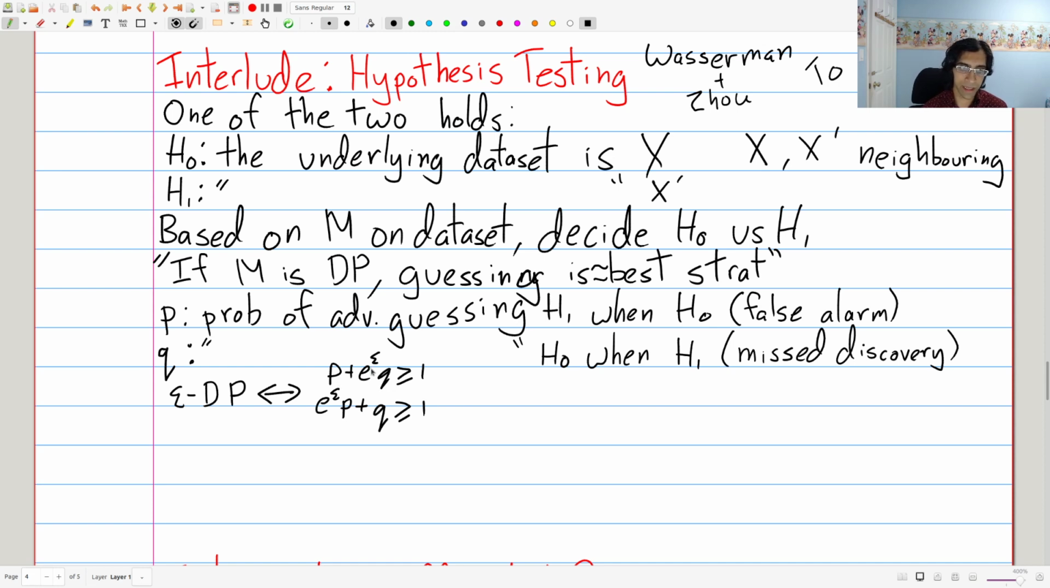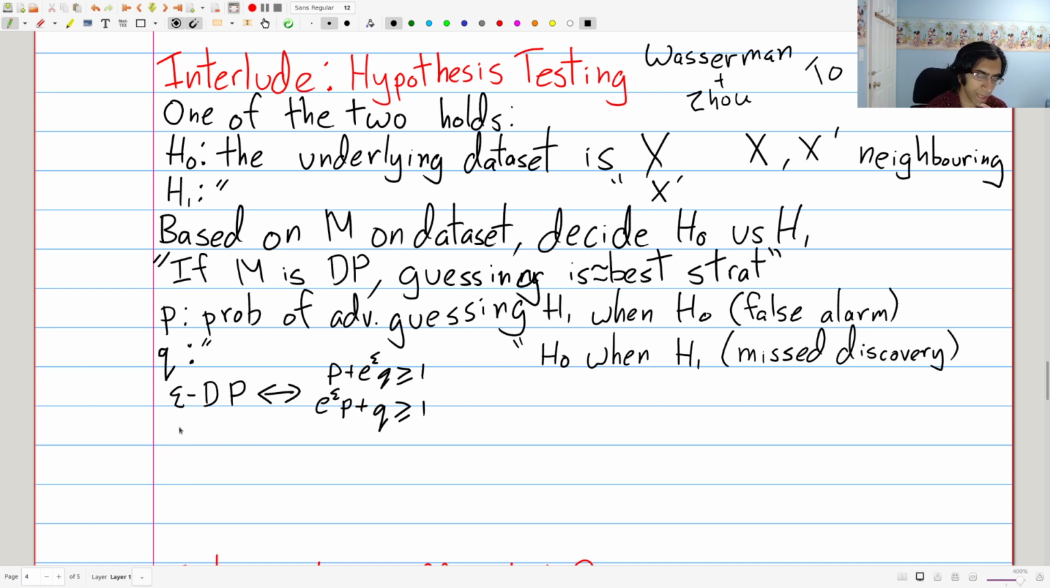However, this e to the epsilon here essentially lets you get a little bit of advantage compared to these naive and silly strategies. So it quantifies how much better an adversary could do in terms of this sort of guessing game. So yeah, this is the hypothesis testing notion of differential privacy, the interpretation of it.